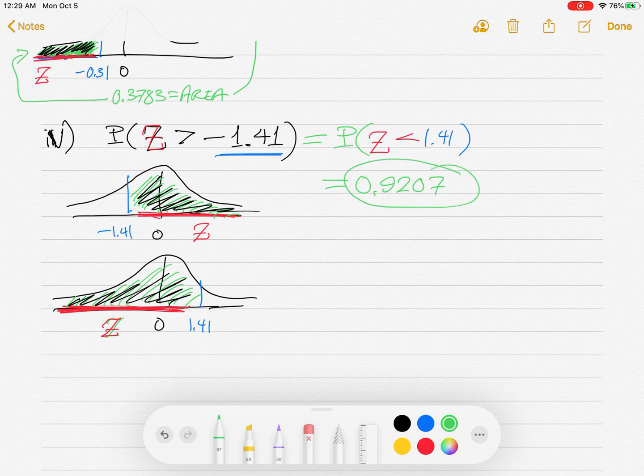So that's going to be my answer, 0.9207. So roughly a 92% chance of getting a z-score greater than negative 1.41. Yep, that's the area in there. You don't have to draw all these pictures like I am, but I'm just doing it for emphasis sake.